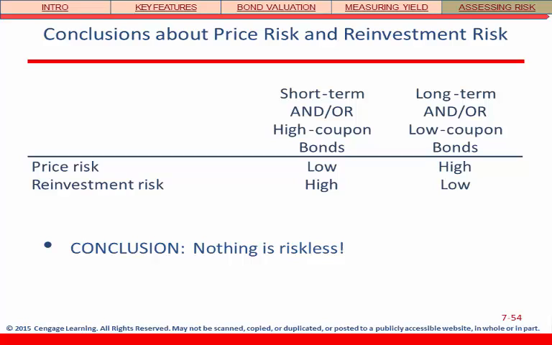Now, if you'd like to look at a couple of conceptual problems, you could look at problems number 22, 23, and 38 on your test guide, and that can give you some idea of what type of problems I might ask concerning price risk and reinvestment rate risk, and what the difference or sensitivities between short-term and long-term bonds are, and high coupon and low coupon bonds.